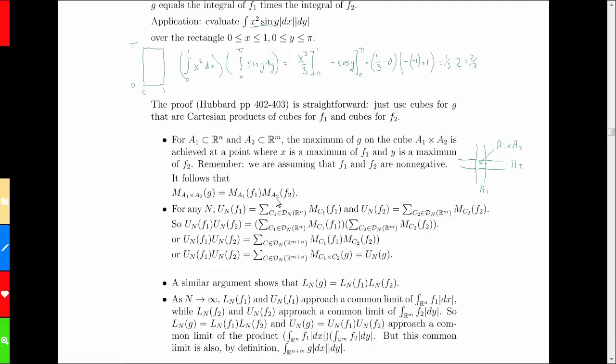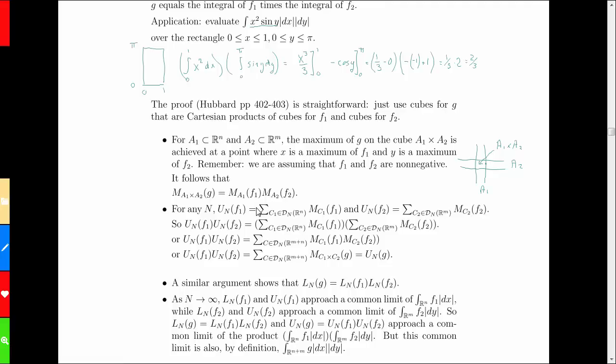If f1 and f2 were both negative, this wouldn't necessarily be so. It could be that on a1, f1 achieved a very large negative value, and f2 on a2 achieved a very large negative value. The product of those very large negative values would be a very large positive value, so that the supremum of g would actually be the product of the infimum of f1 and the infimum of f2. You'll be dealing with that situation on the homework.